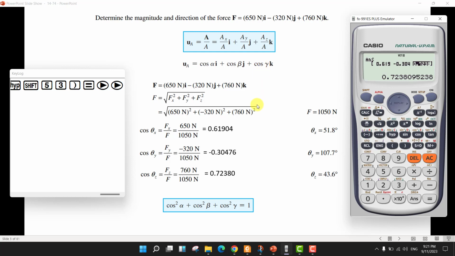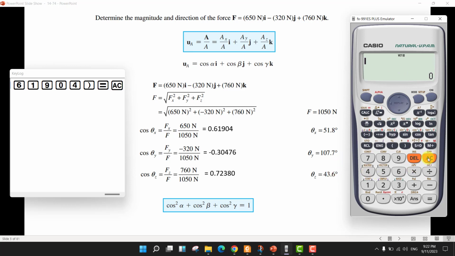And now if we want to find the direction of this force F, we need to find these angles theta x, theta y, and theta z. So we need to take the cos inverse of these direction cosines. So cos inverse of this will give us this angle, 51.8 degrees. So let's find this. Shift cos inverse of 0.619, equal, so this gives us 51.75, which is approximately equal to 51.8. And similarly, the cos inverse of this will give us 107.7 degrees, and the cos inverse of this number will give us 43.6 degrees.